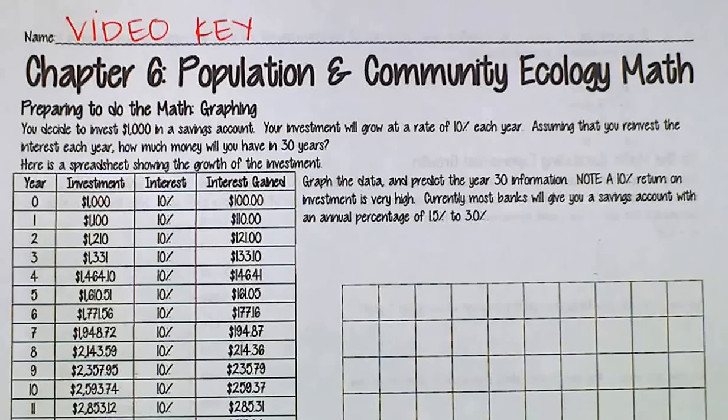Alright, so it says you decide to invest $1,000 in a savings account. Your investment will grow at a rate of 10% each year. Assuming that you reinvest the interest each year, how much money will you have in 30 years?